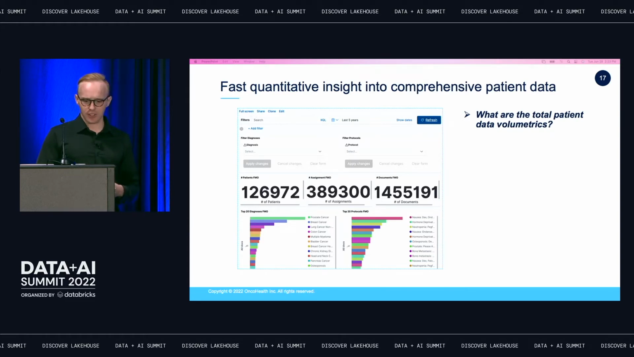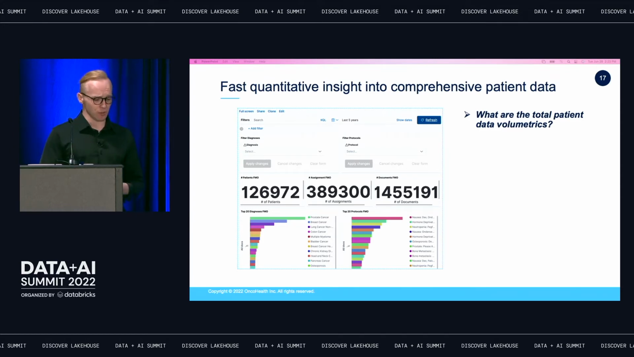And so here, as you can see up top, we have a search field where they can search all of this text, just the way you would search Google, and search for particular terms that are of interest for emerging clinical evidence. And we have a date filter for all the documents. We have a filter for diagnoses and protocols, which are the treatments that are assigned to a single patient.